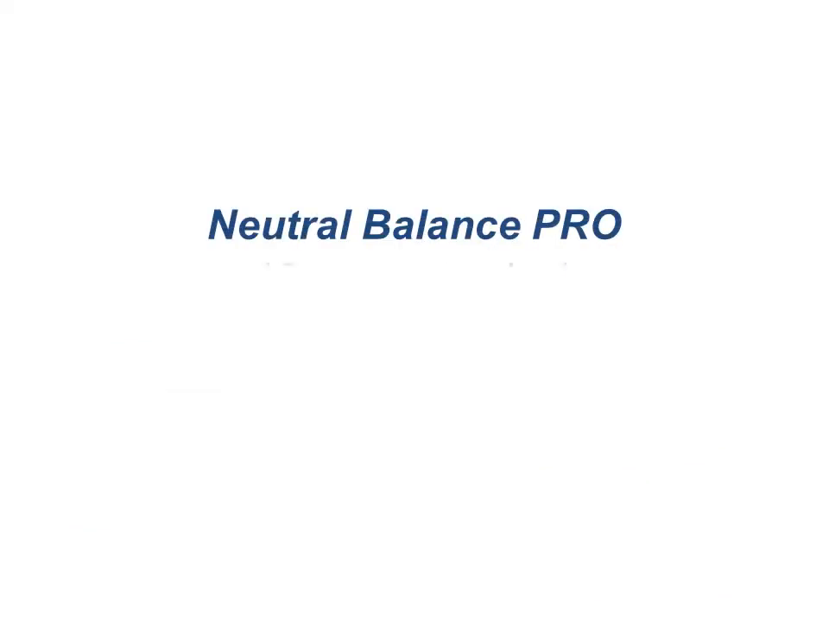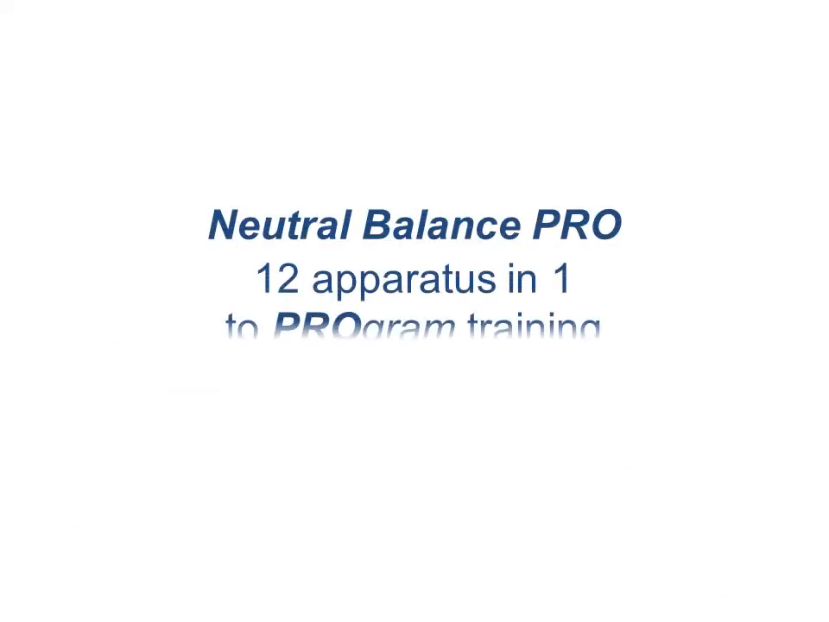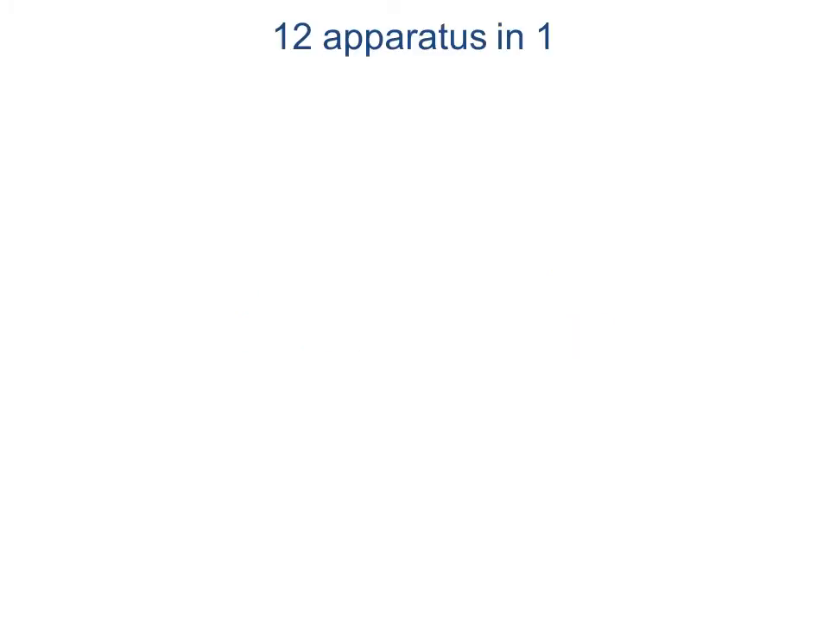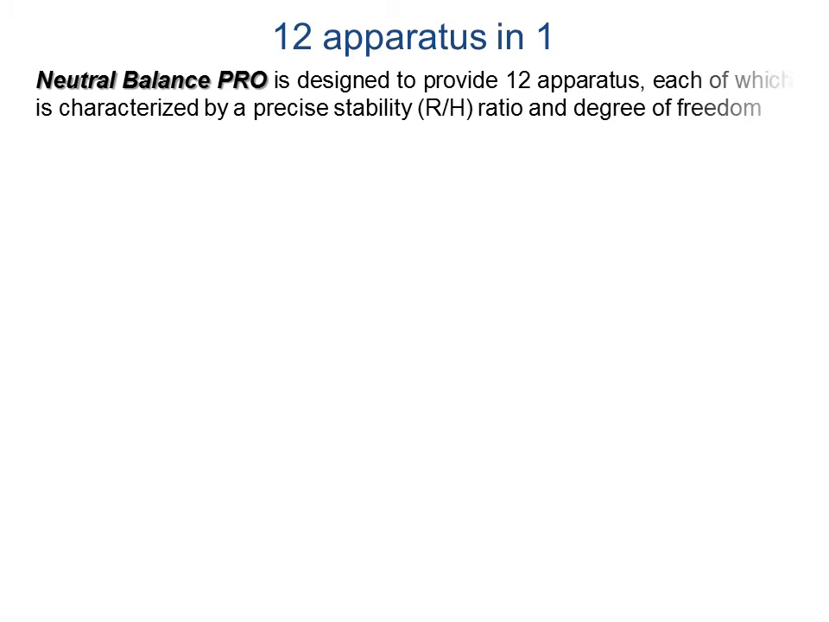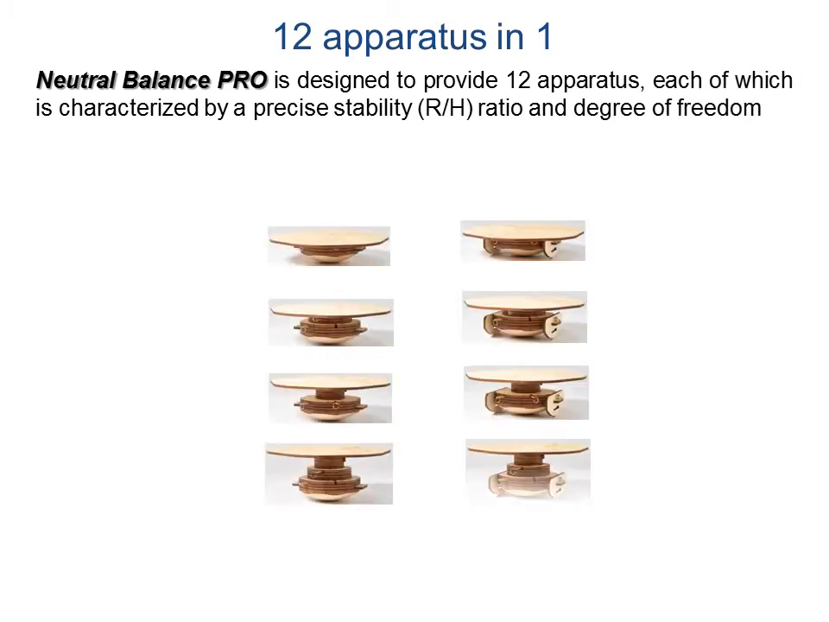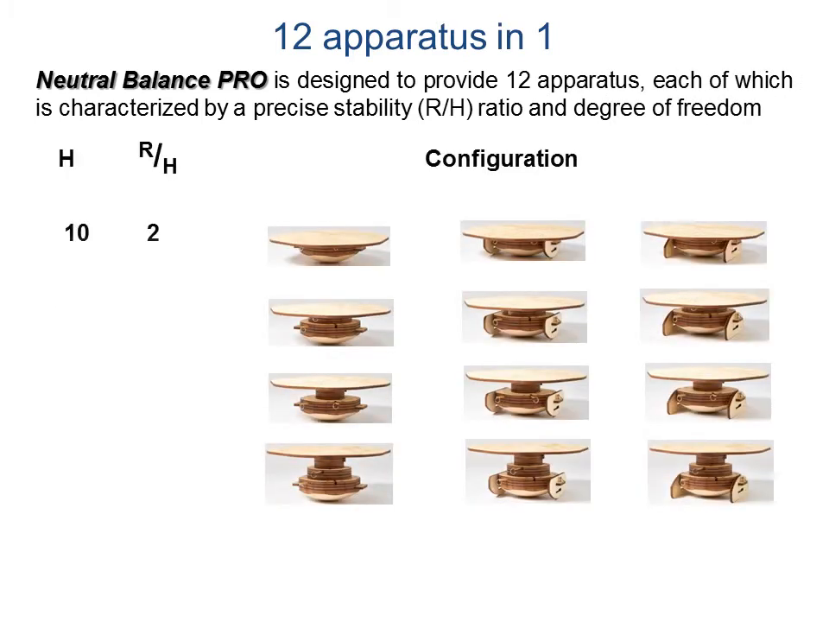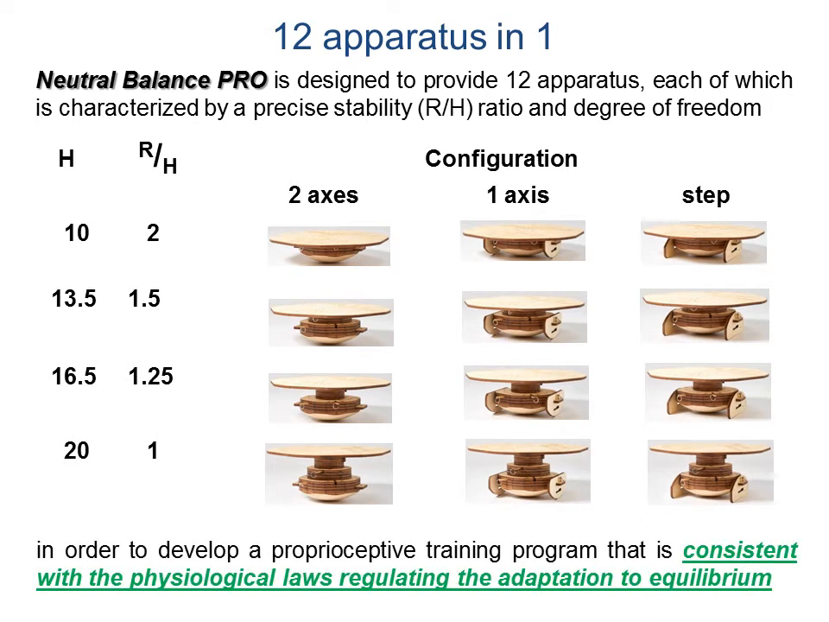NeutralBalance PRO, 12 apparatus in 1 to program training. 12 apparatus in 1. NeutralBalance PRO is designed to provide 12 apparatus, each of which is characterized by a precise stability ratio and degree of freedom, in order to develop a proprioceptive training program that is consistent with the physiological laws regulating the adaptation to equilibrium.